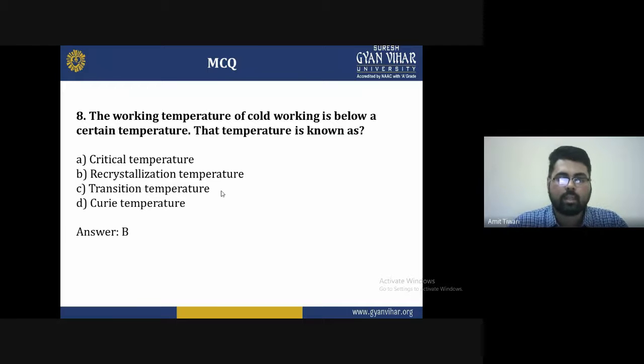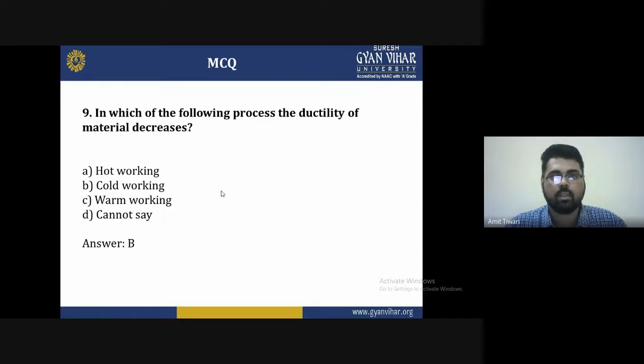Eighth question: the working temperature of cold working is below a certain temperature. That temperature is known as A, critical temperature, B, recrystallization temperature, C, transition temperature, and D, Curie temperature. The correct answer is B, recrystallization temperature. Ninth question: in which of the following processes does the ductility of the material decrease? The options are A, hot working, B, cold working, C, warm working, and D, cannot say. The correct answer is B, cold working.